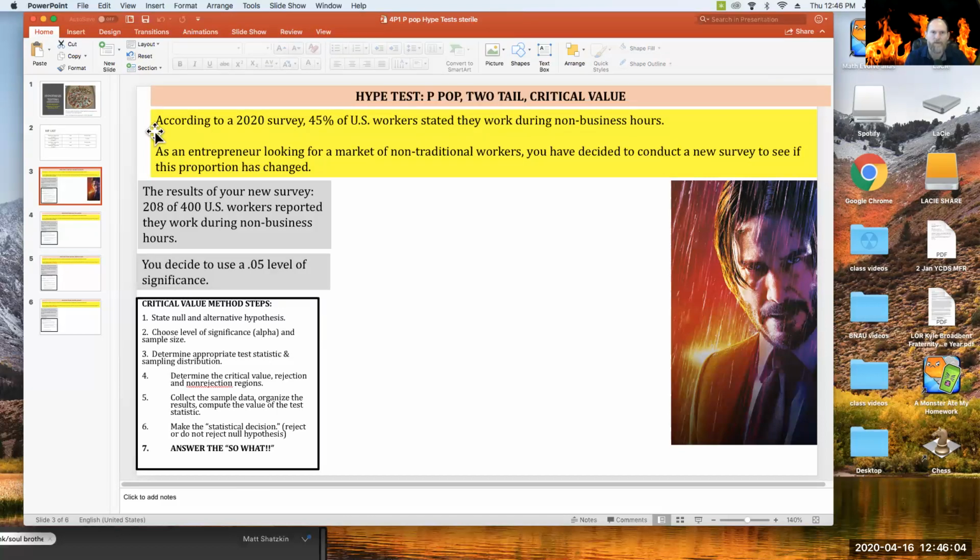So let's look at our yellow box. According to a 2020 survey, 45% of US workers stated that they work during non-business hours.